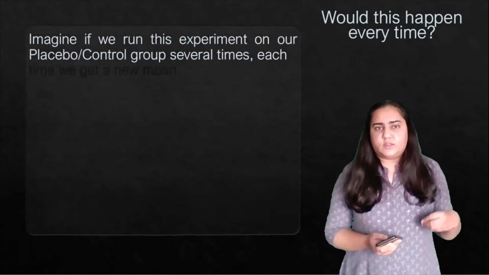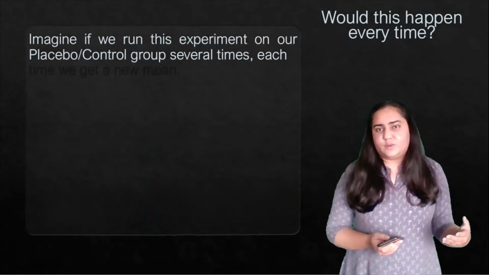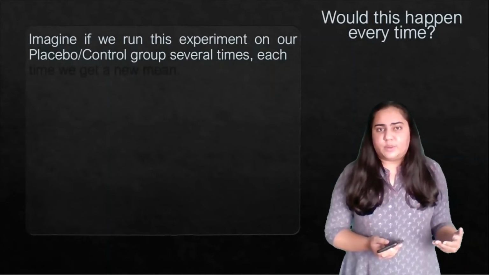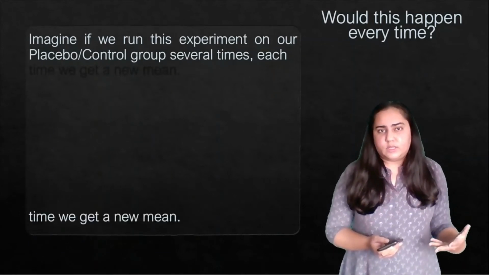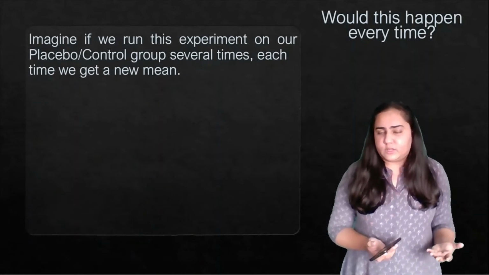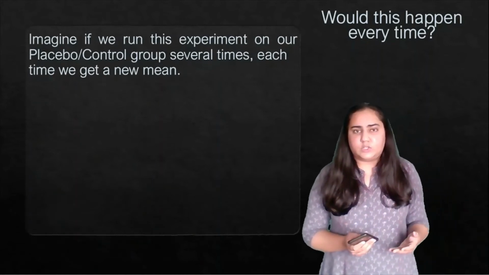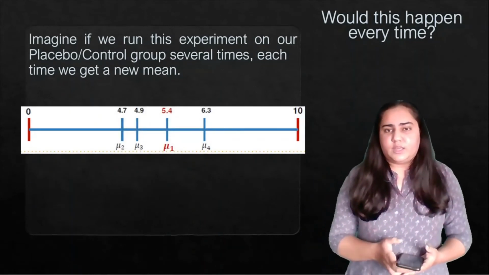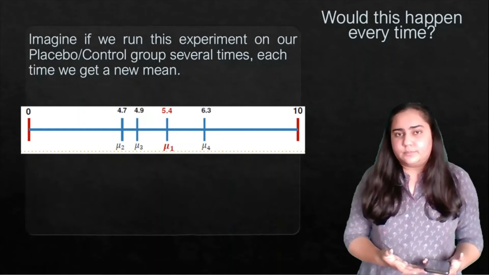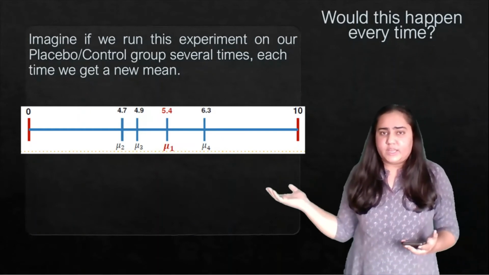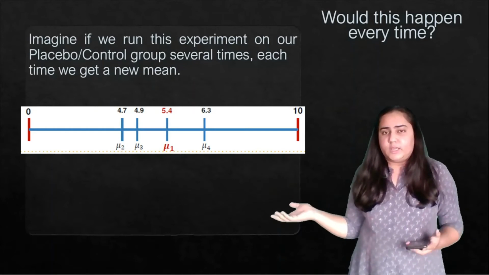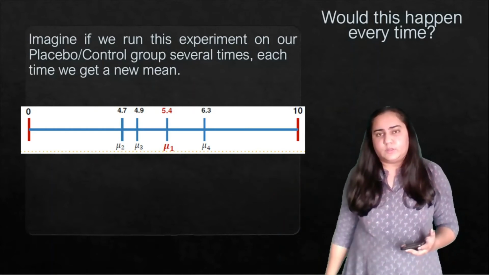So we need to ask a question first of all: is this going to happen every time? If we were to run this experiment several times, then each time we will be getting a new mean. Obviously, we won't be getting the same values each time, right? So we are getting all these values every time we are running this experiment. Sometimes we are getting a value which is less than 0.6. Sometimes we're getting a value that's more than 0.6.